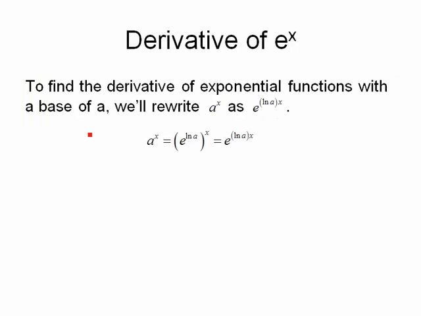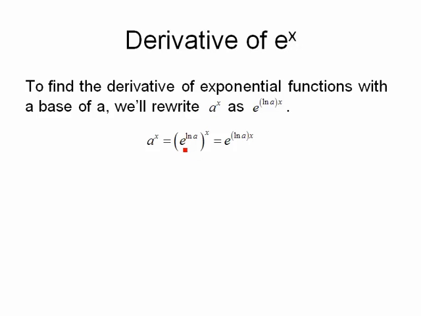Now let's be a little bit more general about this. To find the derivative of exponential functions with a base of a, we'll rewrite a to the x as e raised to the ln of a times x. Now, that may look a little bit strange, but it's really not that complicated. If you take a to the x, let's think of the a here as e to the ln of a. Remember, when you put a logarithm inside of an exponential function with the same base, they cancel each other out, so this would just be simply a.